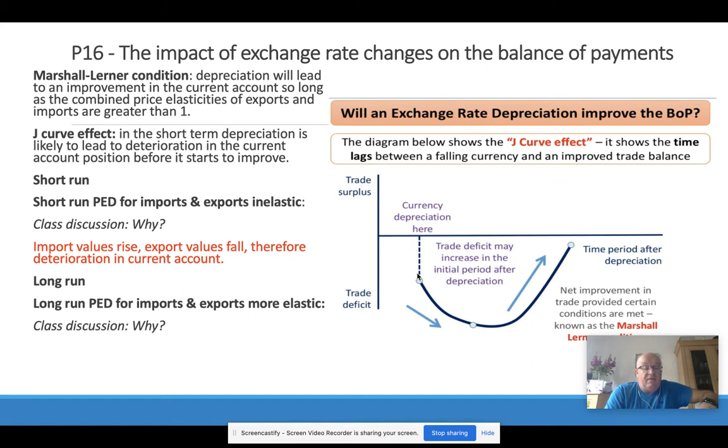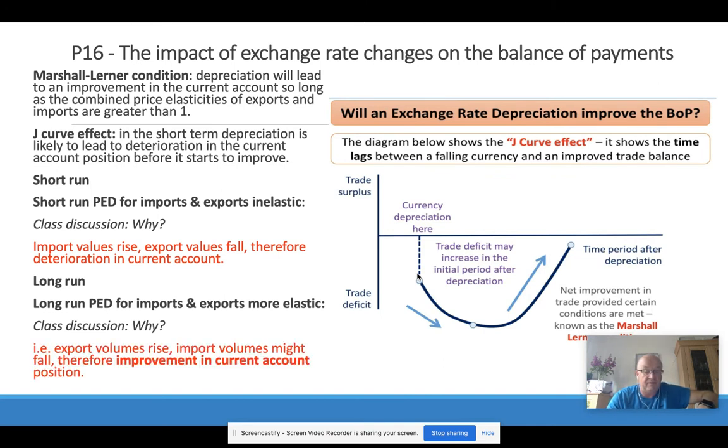That, as we'll see, in the long run does change somewhat. But let's have a look and see the reasons for that. Okay. So in the longer run, where we're starting to get a more elastic position as far as PED is concerned for both imports and exports, we're going to find that export volumes will rise, import volumes might fall, and as a result of that, there will be an improvement in the current account position. The current account, remember, being the difference between imports and exports.